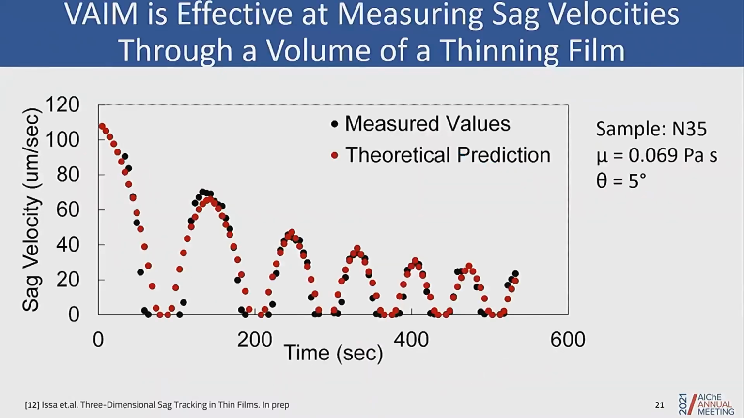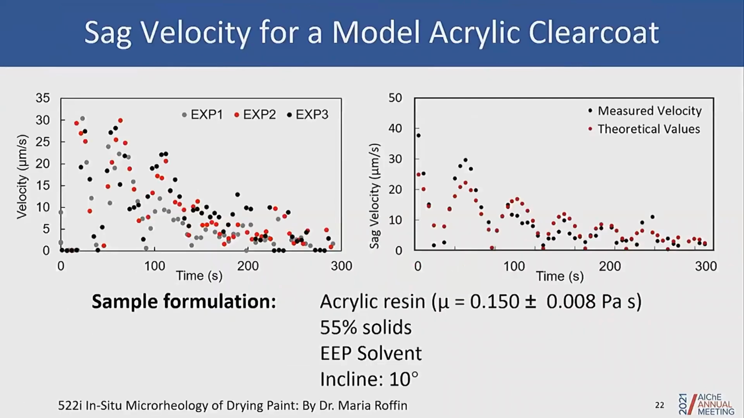So this is another exciting plot for the measured versus theoretical values that we got from the model. So this is really nice because it shows us that these values are in both quantitative and qualitative agreement.